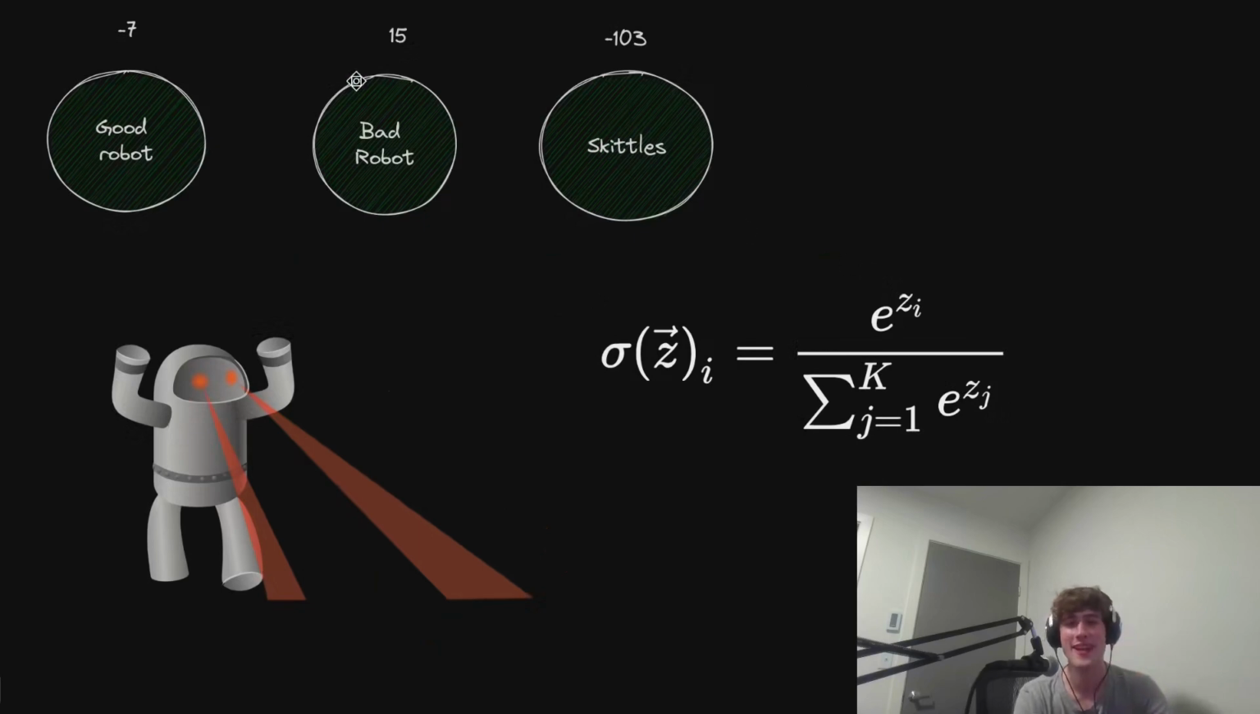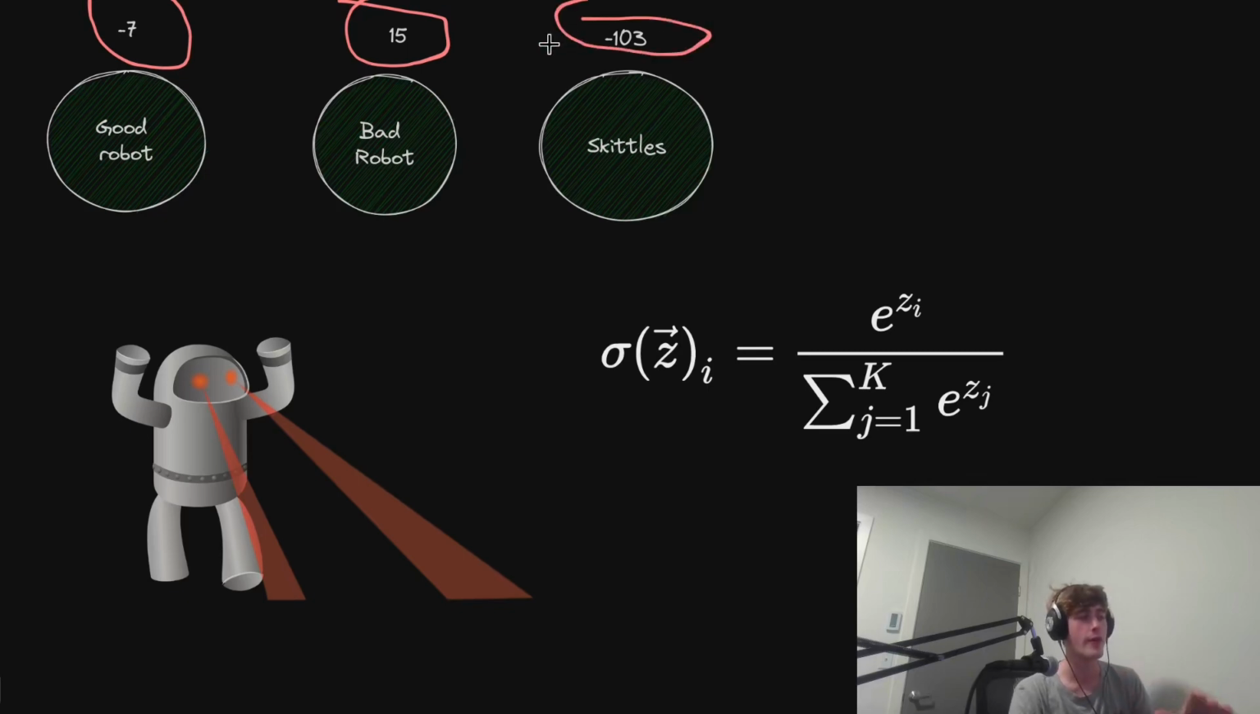Here is our softmax function itself. Basically, each of these scalar values predicted by our neural net is going to be converted to probabilities that sum to 1. So we now have a good probability distribution that we can use to get a good understanding of our model's performance. What does it estimate the probability that this is a bad robot as opposed to a good robot or a pack of Skittles?